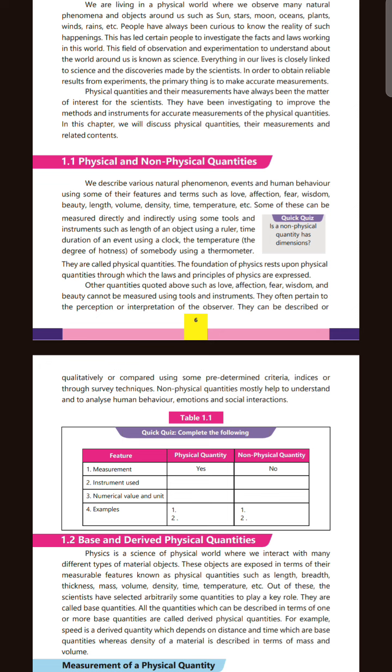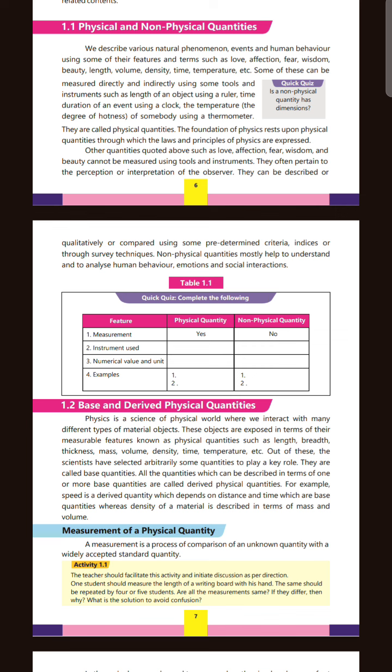Measurements: yes or no, we have to answer in yes or no. Which instruments are used in which quantities, physical or non-physical. In physical quantities, yes, we use instruments. In non-physical quantities, no, we don't use instruments. And the third point, numerical value in unit. Yes, physical quantities have a numerical value in unit, and non-physical quantities have no unit and no numerical value. Examples of physical quantities are length, mass, time, temperature. And non-physical quantities are beauty, wisdom, affection, love, which cannot be measured with the help of any instrument.